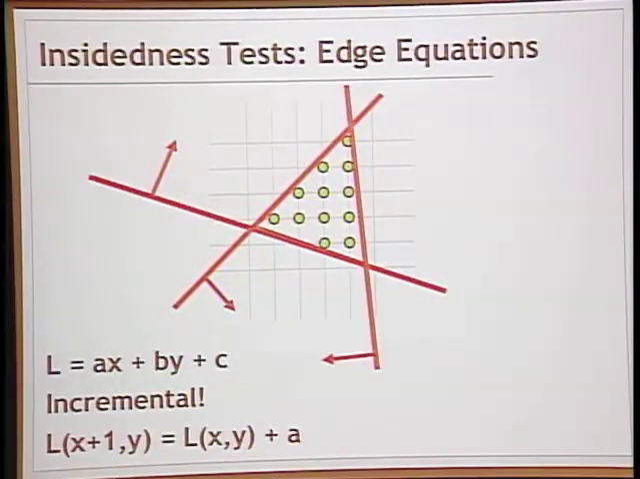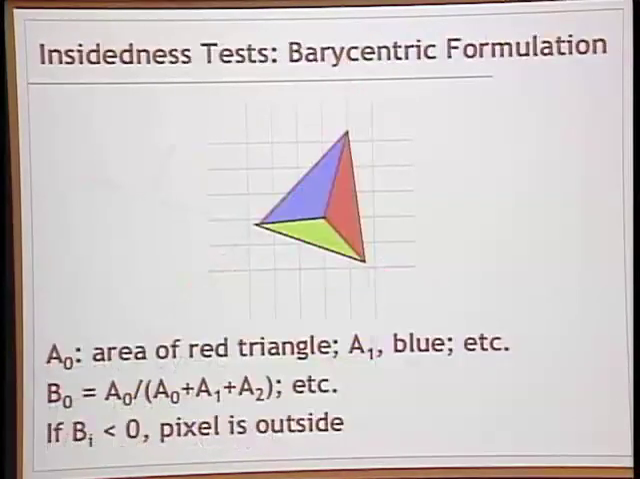Okay, here's another way that we can do it. So what we're seeing is edge equations will tell us if something is inside the triangle or not. Great. Here's another way to do it. This is going to seem really crazy starting out. What we're going to do is define the areas of these triangles: the red triangle, the blue triangle, and the green triangle. Then we're going to define B as the fraction of the overall area. So B ranges from 0 to 1, basically.